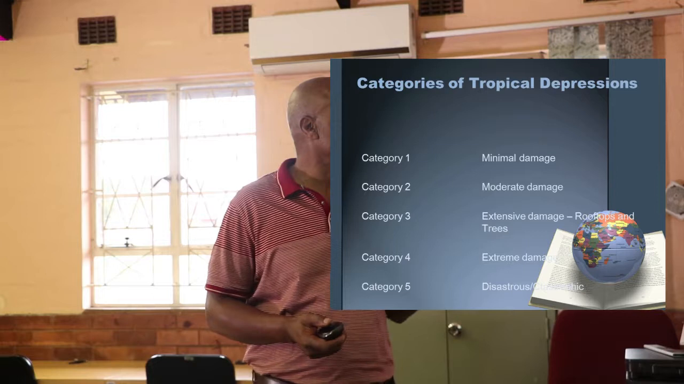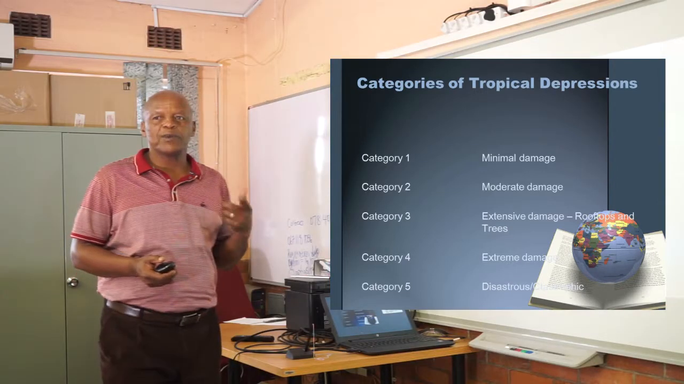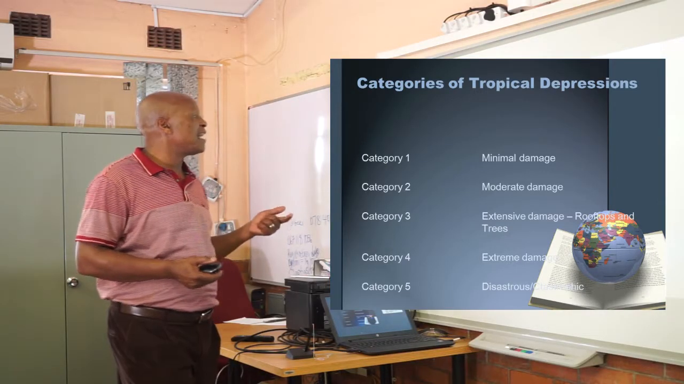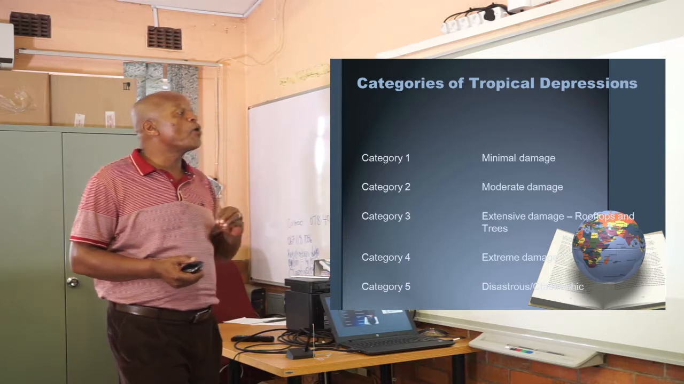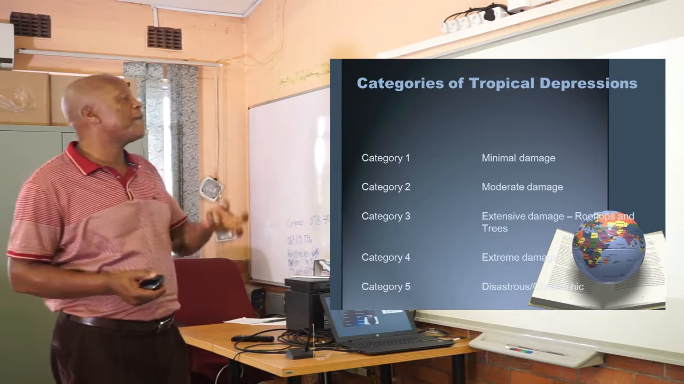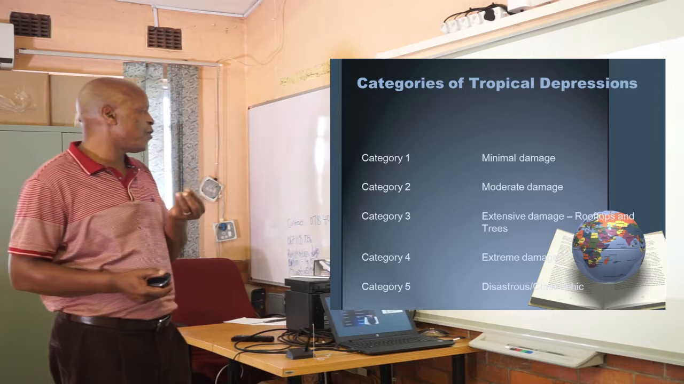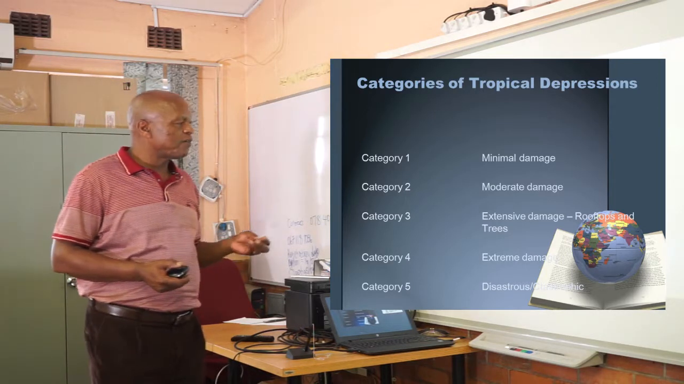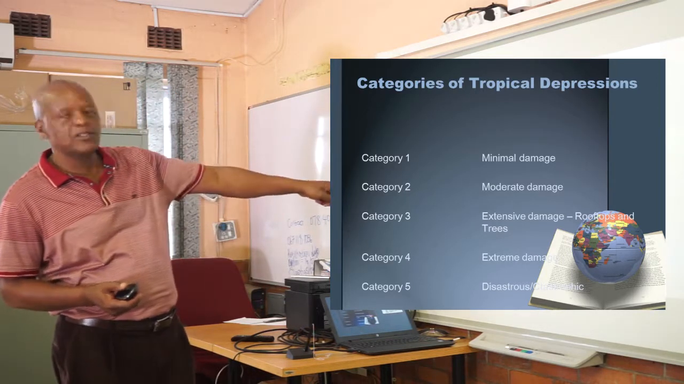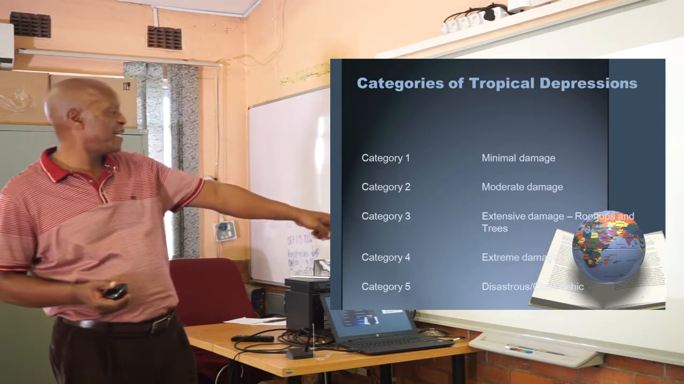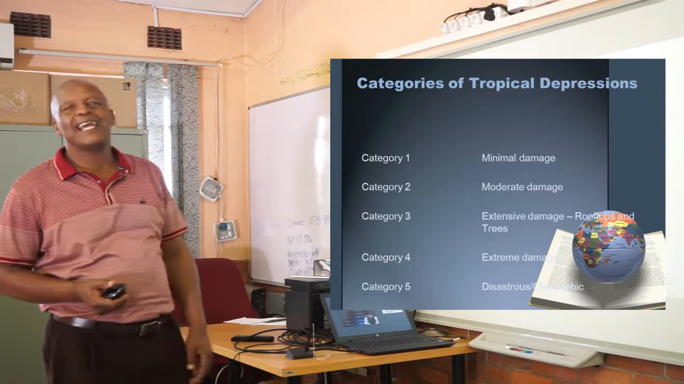Let us categorize them now. Category 1, they cause minimal damage. Category 2 cyclones, they cause moderate damage. Category 3, they are extensive damage. It blows the rooftops away and it uproots the what? The trees. Category 4, it causes extreme damage compared to category 3. And then category 5, they are disastrous, they are catastrophic, they cause severe damage, even loss of life.